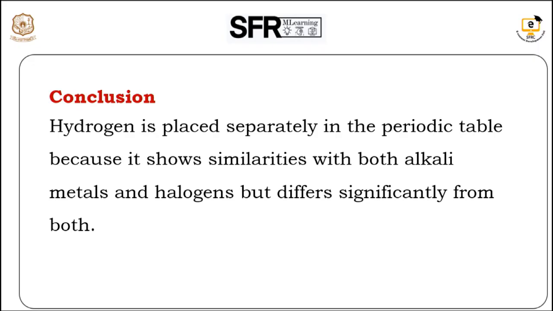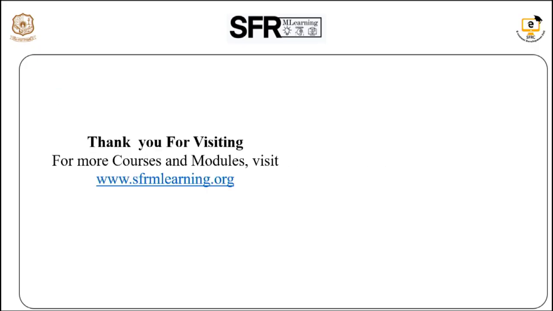So these are the points we have to keep in mind if they ask the position of hydrogen in the periodic table as an 8-mark question. First we write the intro, then 5 points: the electronic configuration, the resemblance with alkali metals, the resemblance with halogens, the difference from alkali metals, then the difference from halogens. Then only we place hydrogen in a separate place in the periodic table. Thank you for watching.